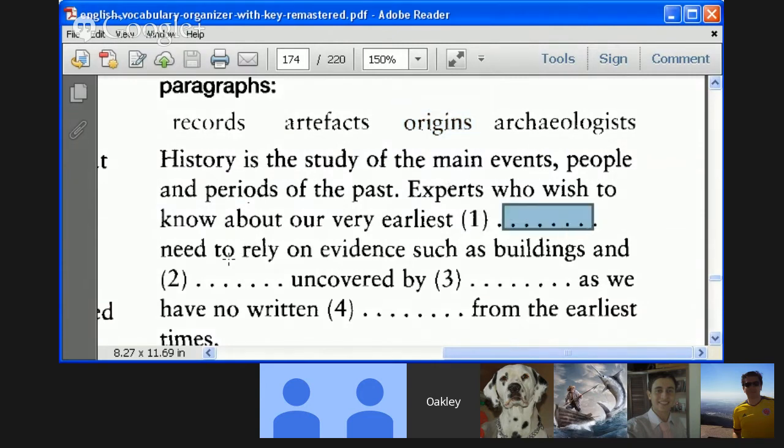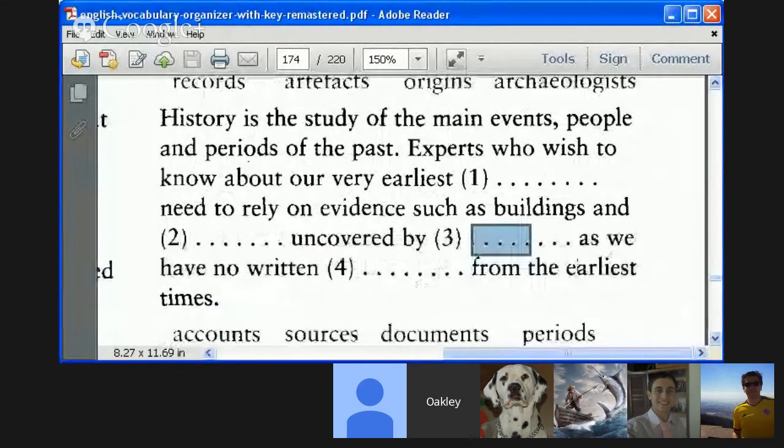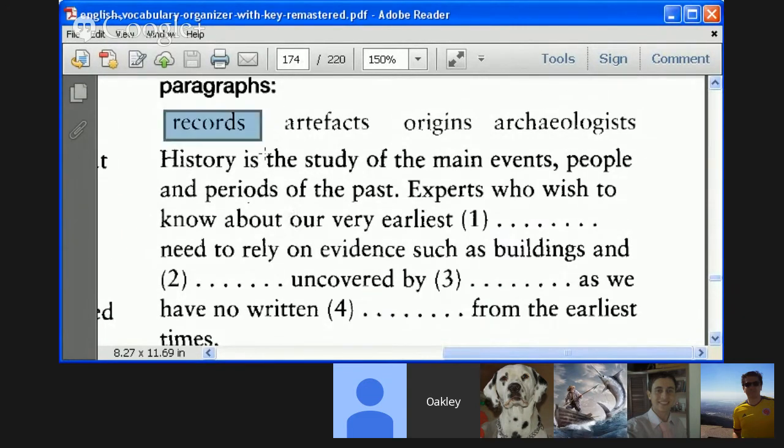Okay, need to really rely on evidence such as buildings and artifacts uncovered by archaeologists. Yeah, you might as well finish it. Sorry, as we have no written records from the earliest times. Okay, records, of course, are written, or, well, now they can be an audio file, but in the past, of course, the records would have to be written. Written records, common collocation. All right, archaeologists.